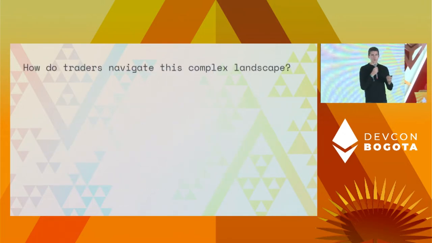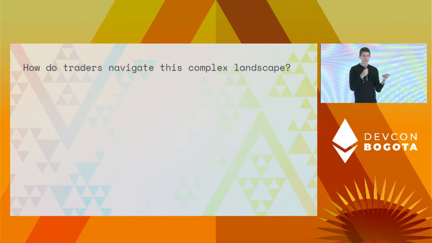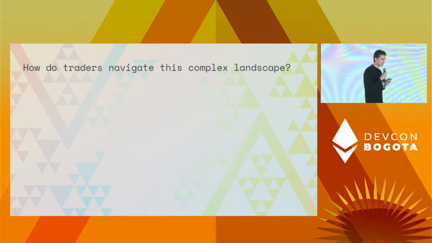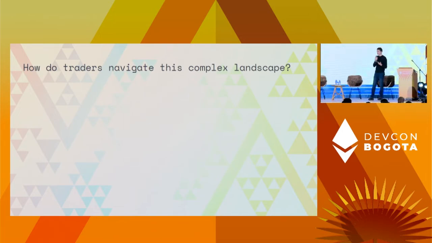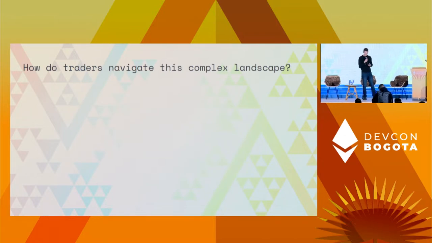So with all of that in mind, I'd like to close things out by asking the question now from the trader's point of view, how do we actually navigate this complex landscape and figure out where and how much to trade, right? And just to summarize, what we've covered here are many different types of AMMs, which all have different purposes. Each type of AMM is actually implemented many, many times on chain. Sometimes thousands of times in the case of Uniswap V2, so you have many choices there as well.